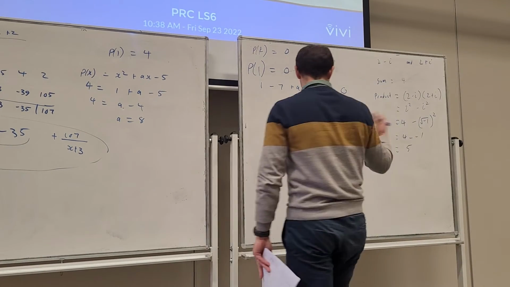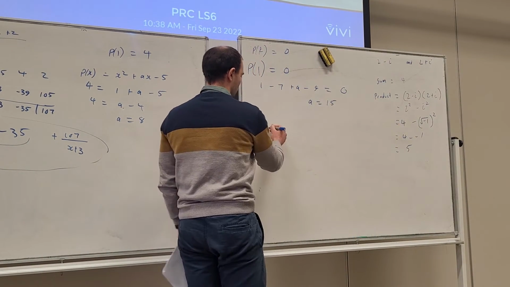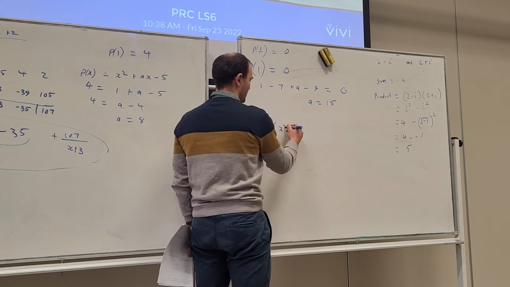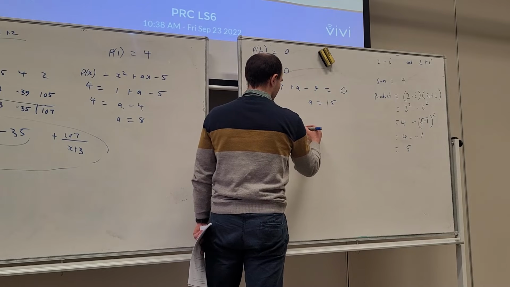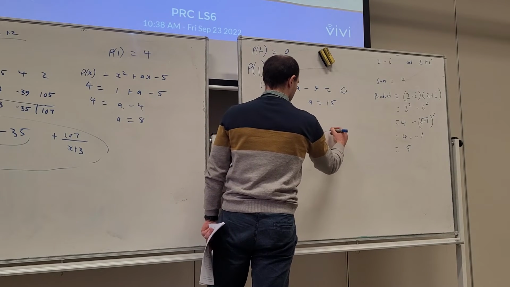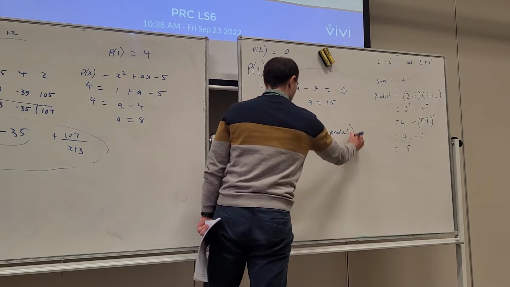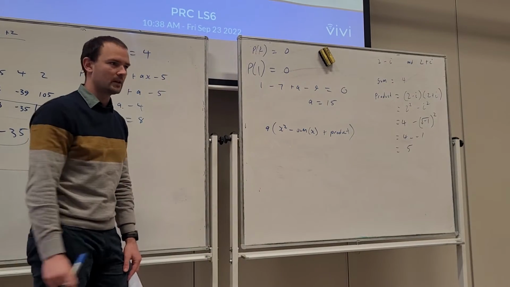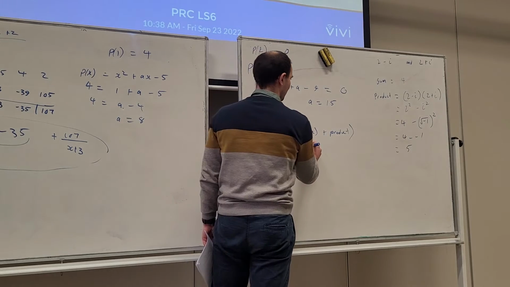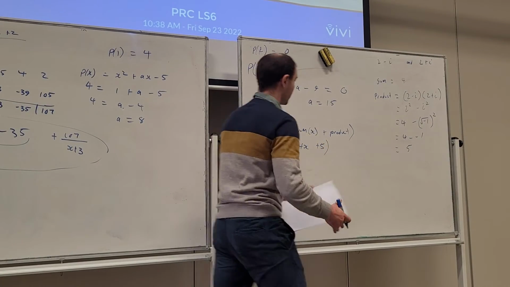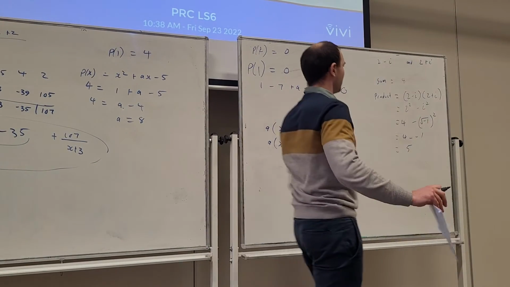And so the quadratic factor is going to be a times x^2 take the sum times x plus the product. That's what it is: x^2 take the sum times x plus the product. So in our circumstance, x^2 take 4x plus 5 is the quadratic factor with those roots.